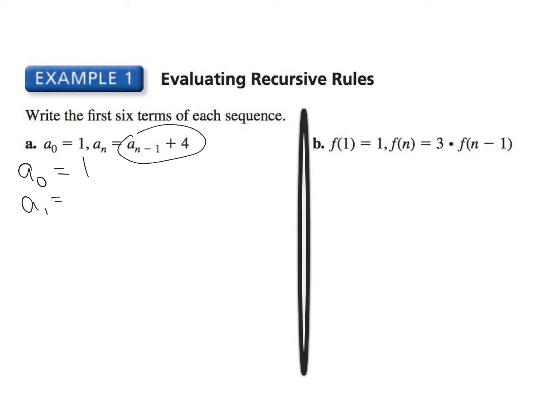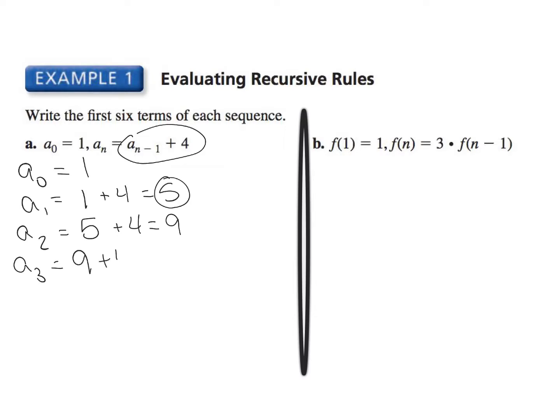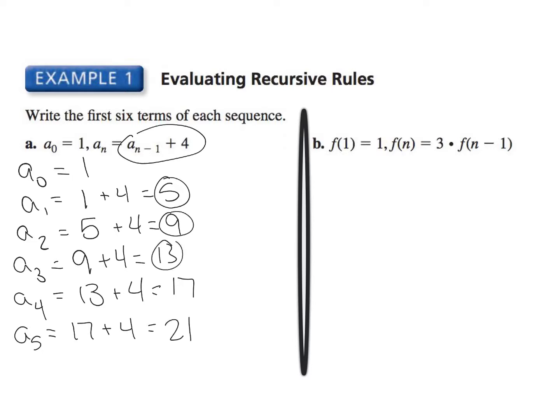Right here, you're going to take the prior term, which in this case is 1, and add 4 to it, which is 5. Then you get to a of 2, you now take that prior term 5 plus 4 equals 9. The next one, 9 plus 4 equals 13. 13 plus 4 equals 17. And then a of 5 is 17 plus 4 equals 21. All right? These are the terms you guys are seeing come out of this.